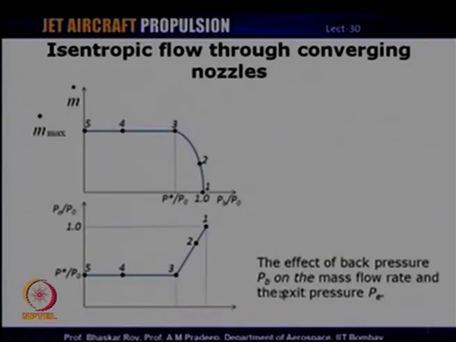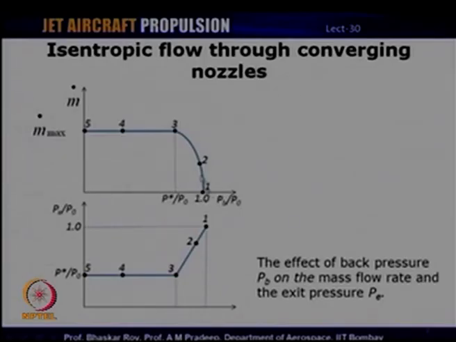Let us look at how mass flow rate varies. We have discussed pressure ratio already. The first chart here is for the mass flow rate, the second one is the pressure ratio of exit to inlet stagnation pressure. So, we begin our flow right here, where mass flow rate is 0, which occurs when Pb is equal to P naught, that is, the ratio Pb by P naught is equal to 1. That is when we have 0 mass flow rate.